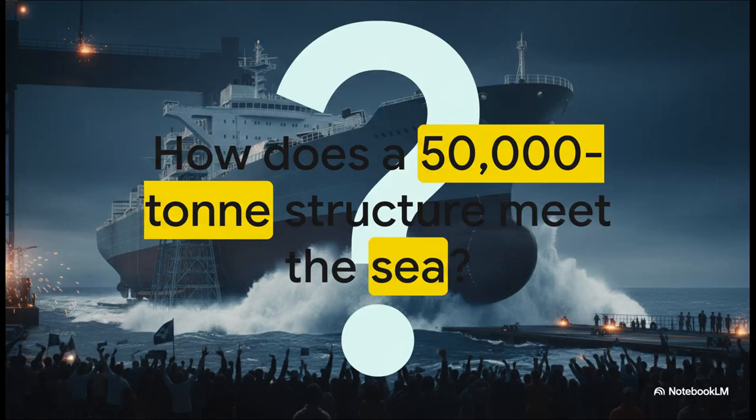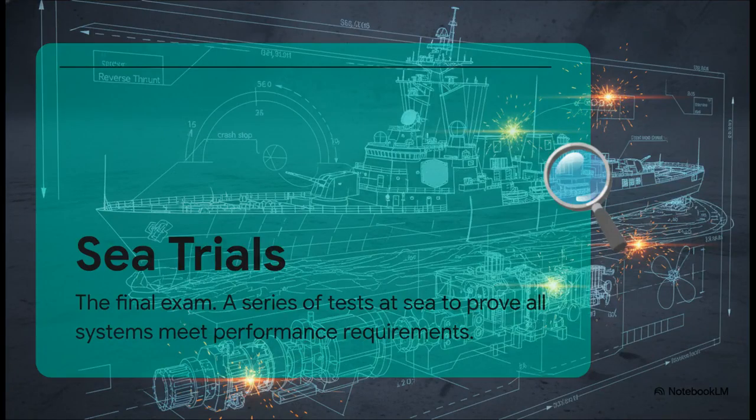So that brings up the big, dramatic question, doesn't it? After all this time on dry land, months, maybe even years of work, how in the world do you get a 50,000-ton steel structure to meet the sea for the very first time? Well, before it can be handed over to the owner, it has to pass its final exam, and that exam is called the sea trials. They take the ship out to the open ocean and they push it to its limits to prove it can do everything it was designed for.